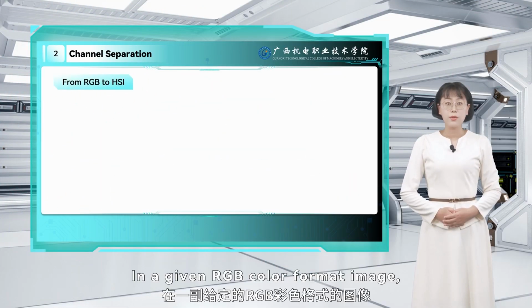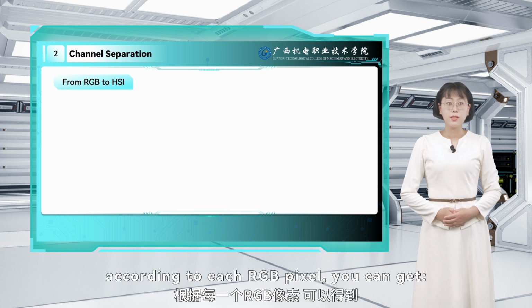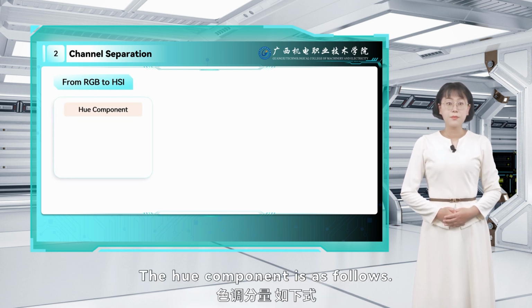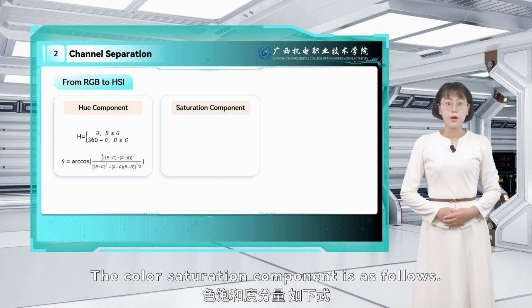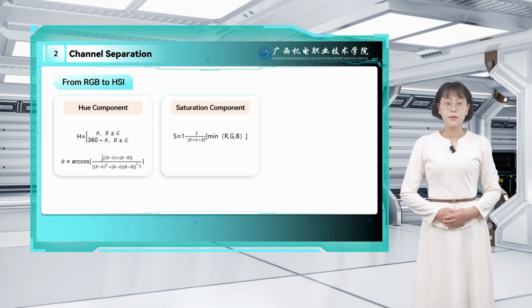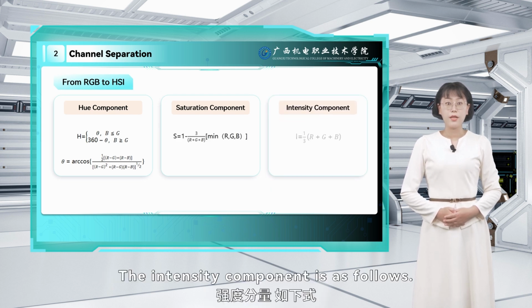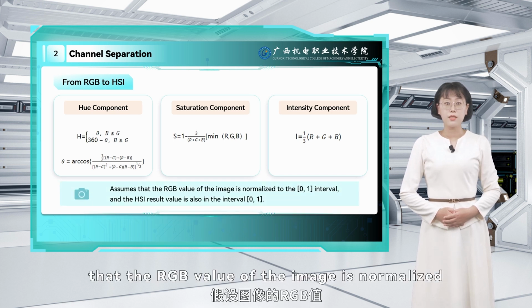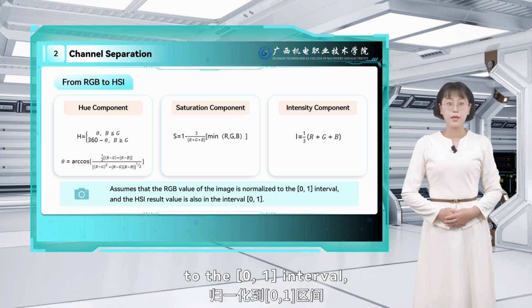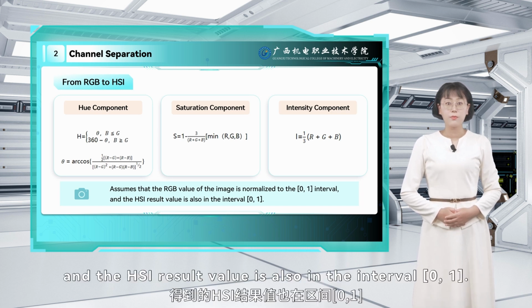In a given RGB color format image, according to each RGB pixel, you can get the hue component as follows, wherein theta is as follows. The color saturation component is as follows. The intensity component is as follows. The above conversion formula assumes that the RGB value of the image is normalized to the [0, 1] interval, and the HSI result value is also in the interval [0, 1].